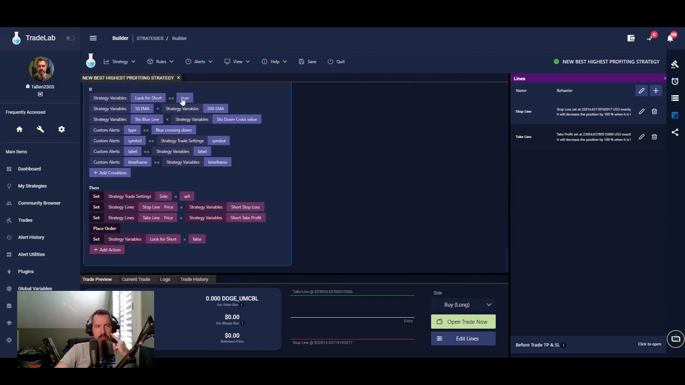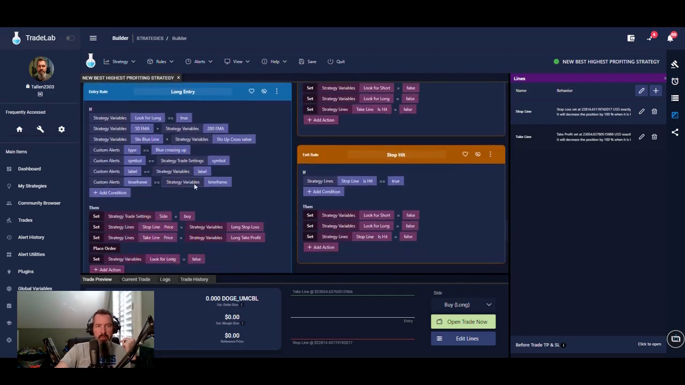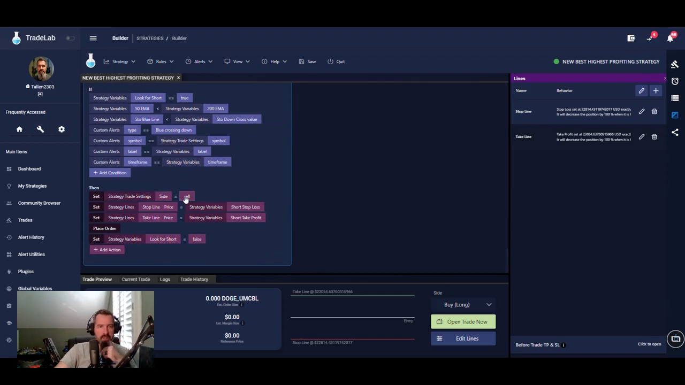Same thing for looking for short: you want that to be true, the 50 to be below the 200, and the current blue line variable to be less than what we stored. Just like here, we want it to be greater. So that will give us our short entry. This time we set the side to sell, set the stop line price to the short stop loss, which is the top line, and the take line price to the short take profit.